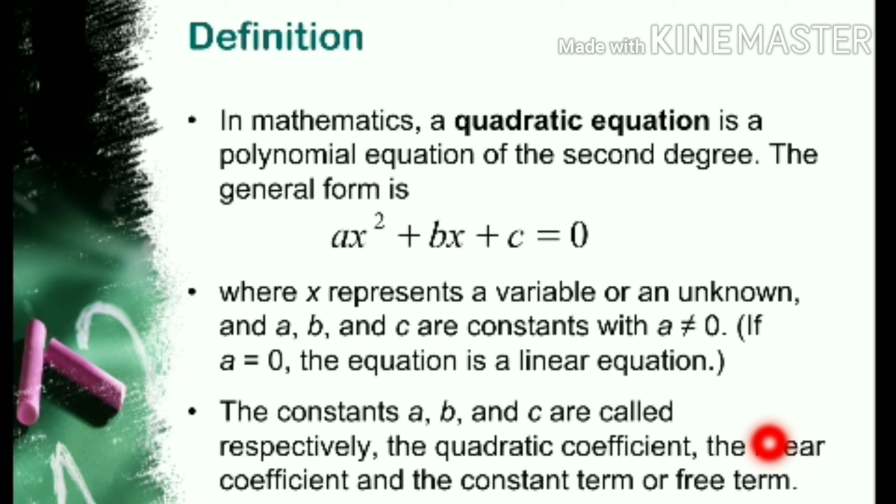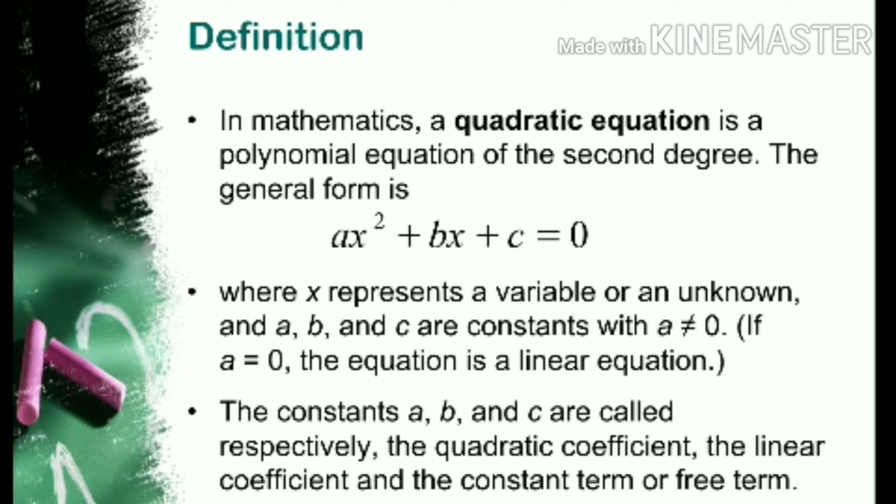The general form is ax square plus bx plus c is equal to 0. It is the general form of the quadratic equation, where x represents a variable or an unknown, and a, b and c are constants, that is, integers, with a not equal to 0. If a is equal to 0, the equation is a linear equation. The constants a, b and c are called respectively the quadratic coefficient, the linear coefficient, and the constant term or free term.